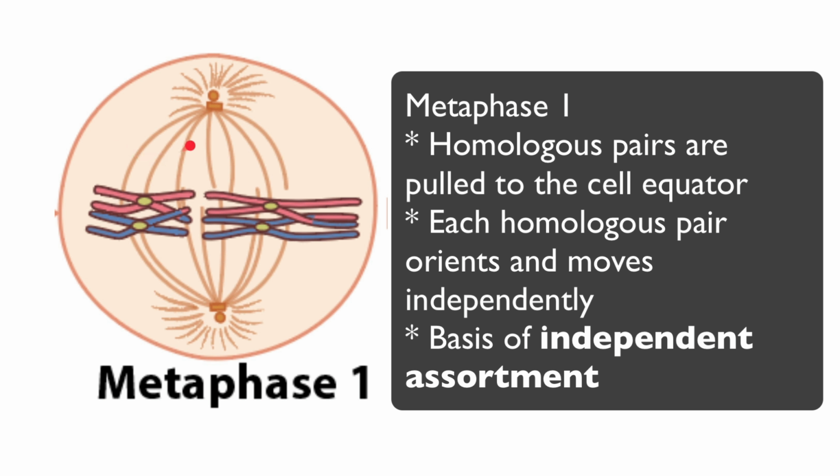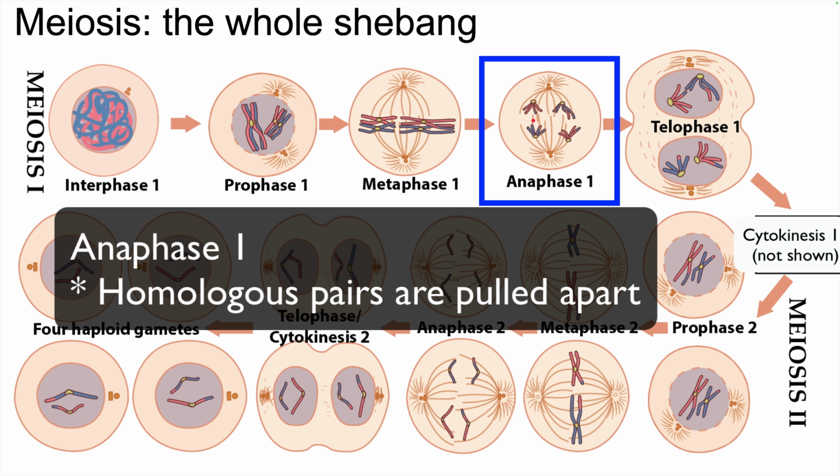During metaphase, the spindle fibers pull these homologous pairs to the center of the cell. And remember that each pair is pulled independently from every other. That's one of the main sources of variation in meiosis, independent assortment. The way that these maternal and paternal chromosomes get arrayed is completely independent. It's 2 to the number of pairs if you want to mathematically calculate the number of chromosomal arrangements in the gametes. During anaphase 1, the homologous pairs are pulled apart.